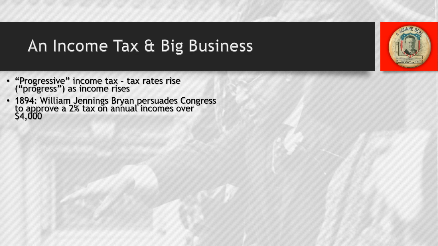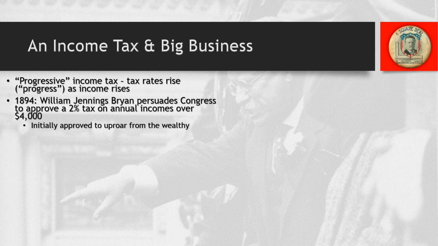1894, William Jennings Bryan is actually the first individual to start to move this forward in Congress. He persuades Congress to approve a 2% tax rate on annual incomes over $4,000. Okay, and many people in the United States didn't make that much at all. Okay, if you're a farmer during this time period, average annual salary that you might make might only be a few $100s, just based on the adjusted for inflation and so forth, right? So it's significantly less than what you would make if you made $4,000 or more.